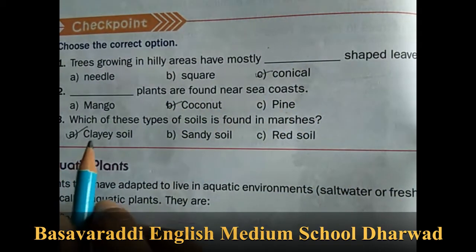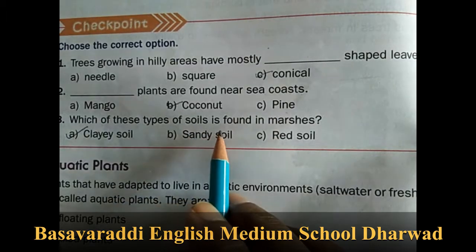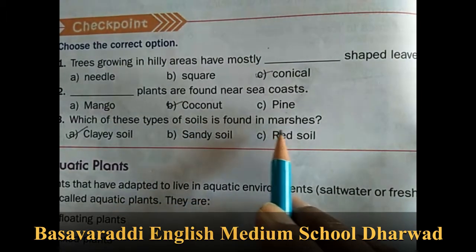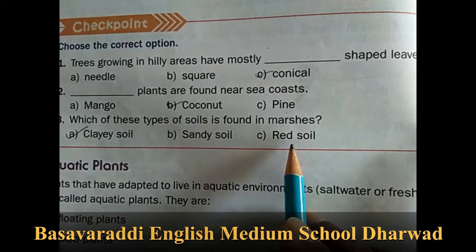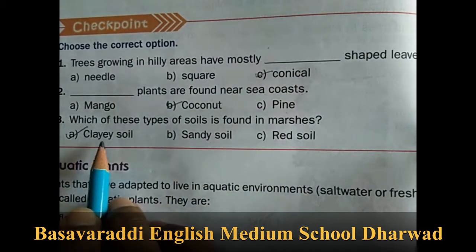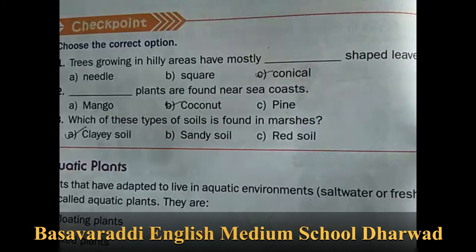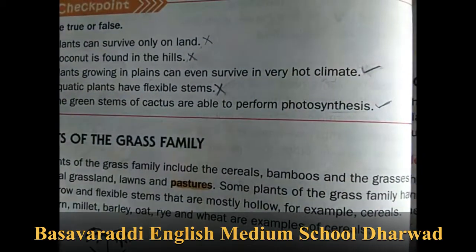The third one, which of these types of soils is found in marshes? The clay soil, sandy soil, red soil. Which one is the correct? The clay soil. Yes, one more checkpoint. That is the true or false.